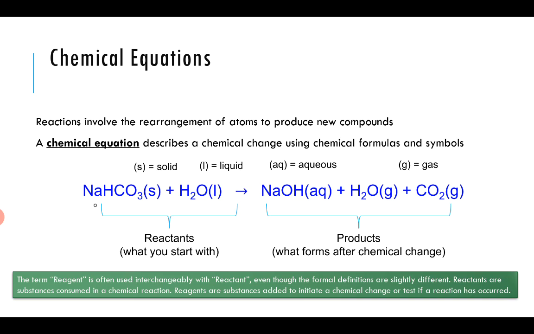So for example, on the left side of the equation, we always have the reactants. And so on the left side, you always have what you started with. You have an arrow to separate. And then on the right side is where you have your products.